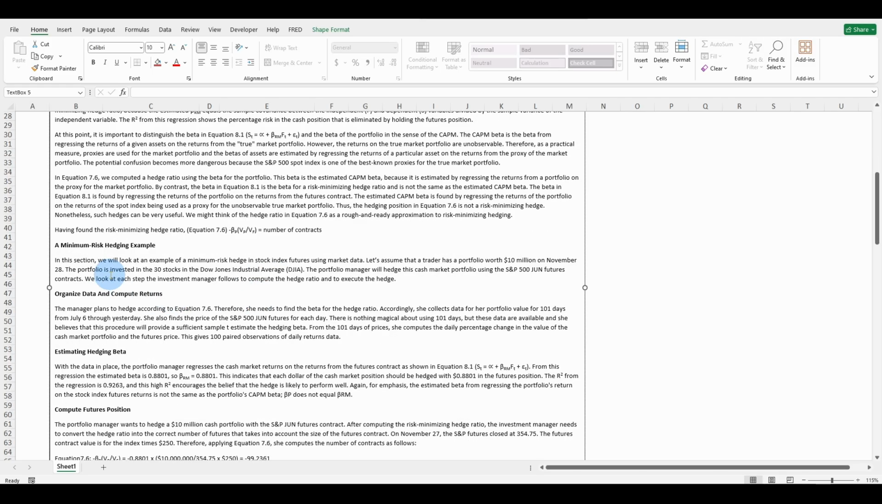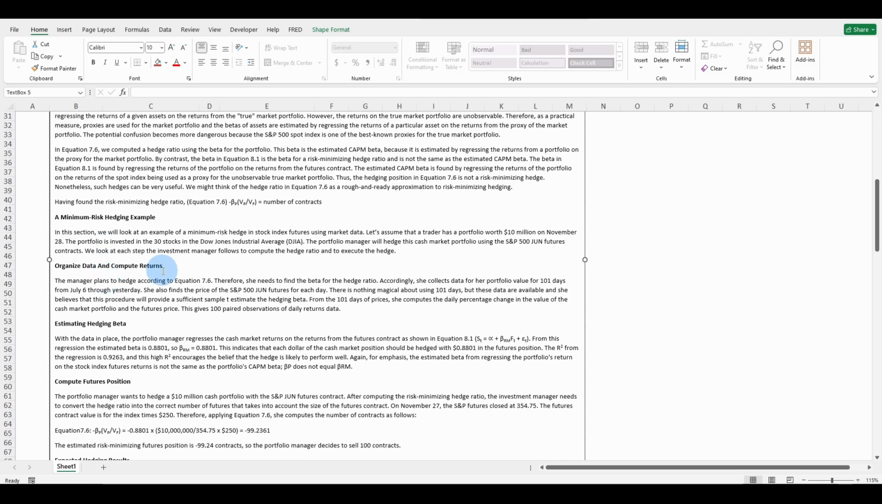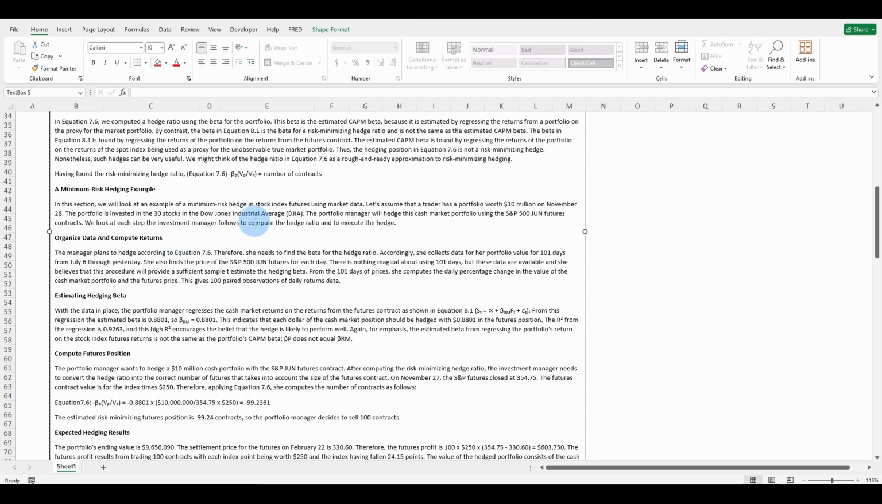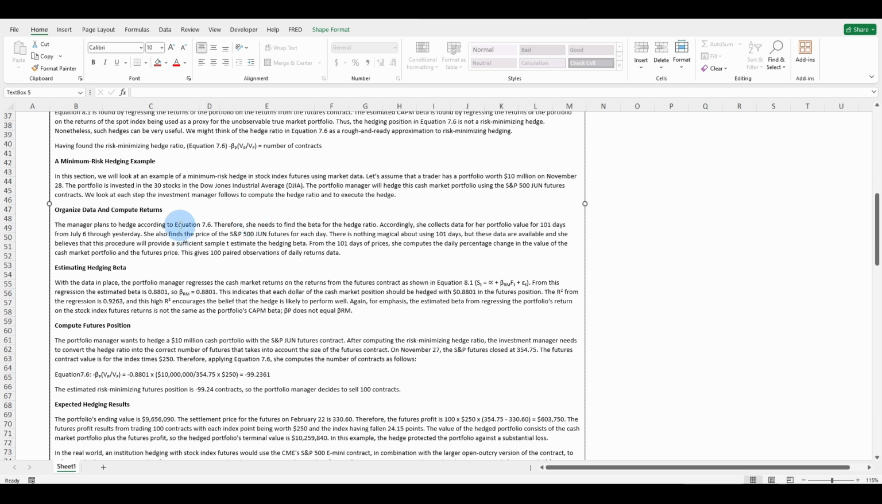Otherwise, the risk minimum hedging example. In this section, we'll look at an example of a minimum risk hedge stock using market data. Let's assume that a trader has a portfolio worth $10 million on November 28th. The portfolio is invested in the 30 stocks in the Dow Jones Industrial Average. The portfolio manager will hedge this cash market portfolio using the S&P 500 June futures contract. We look at each step the investment manager follows, compute the hedge ratio, and execute the hedge.